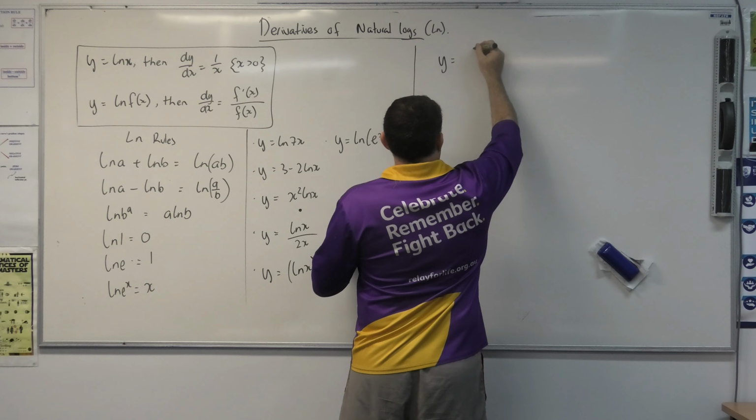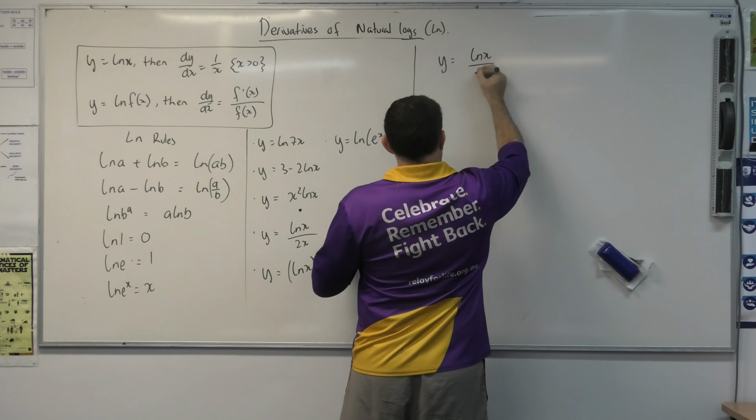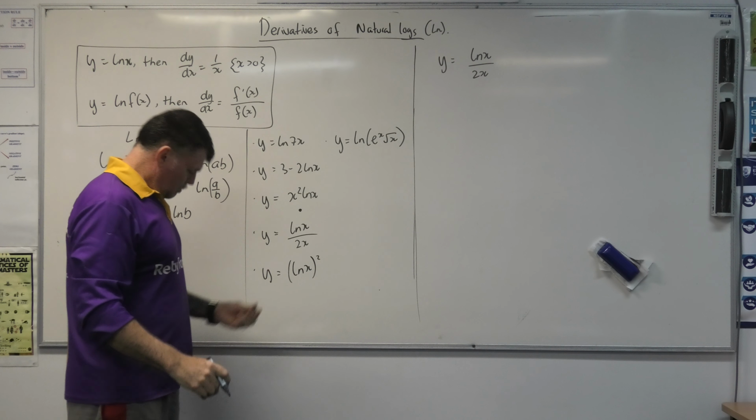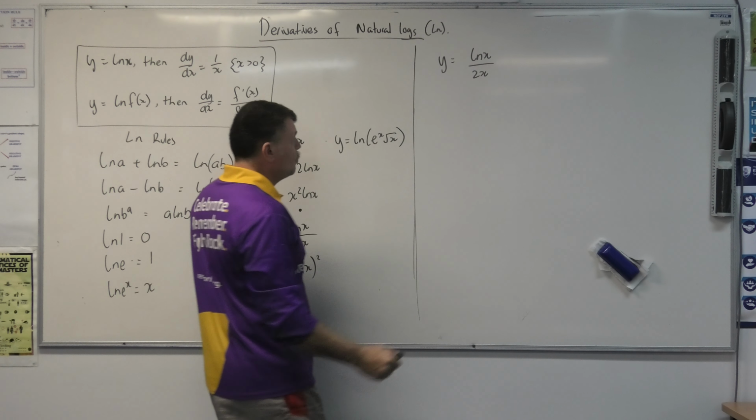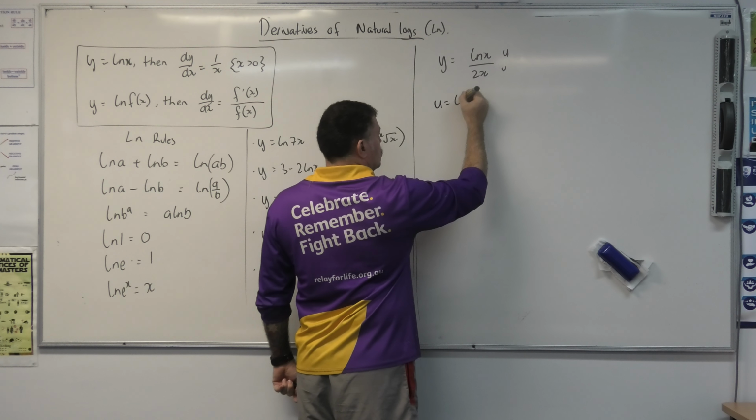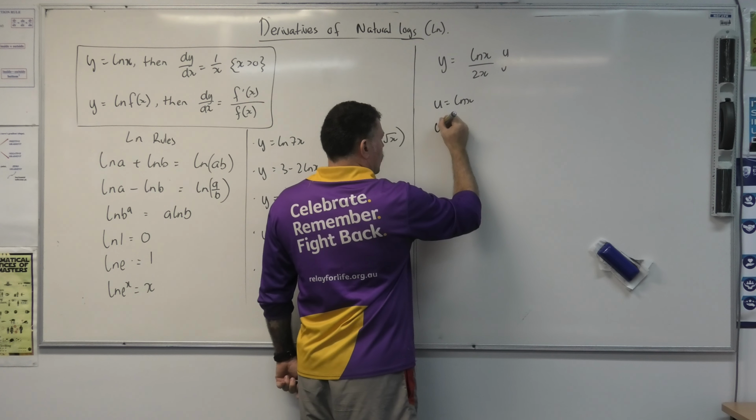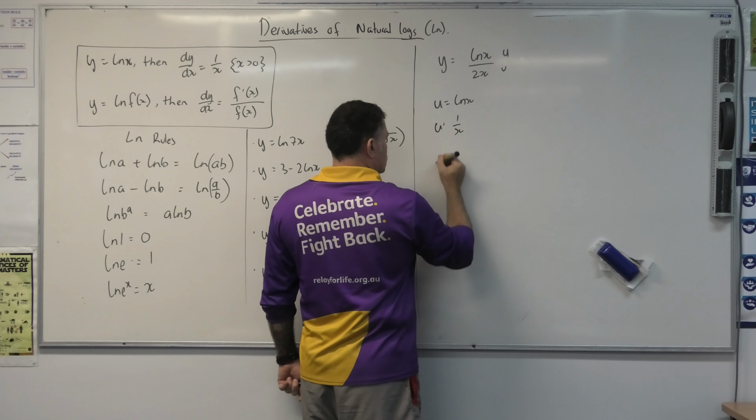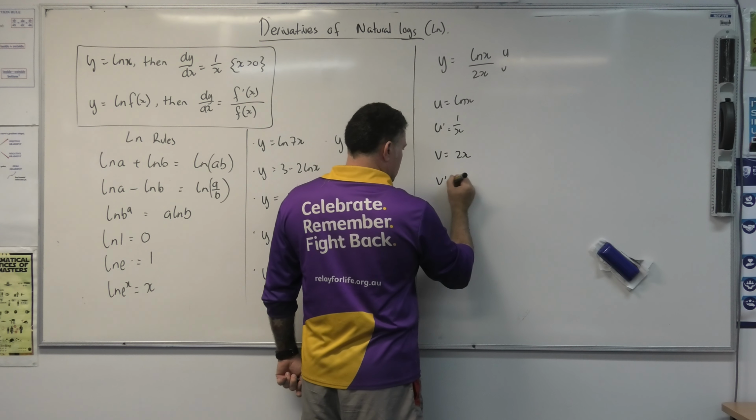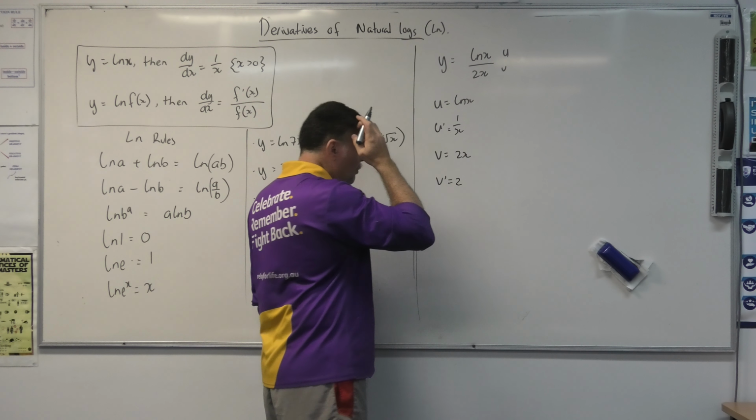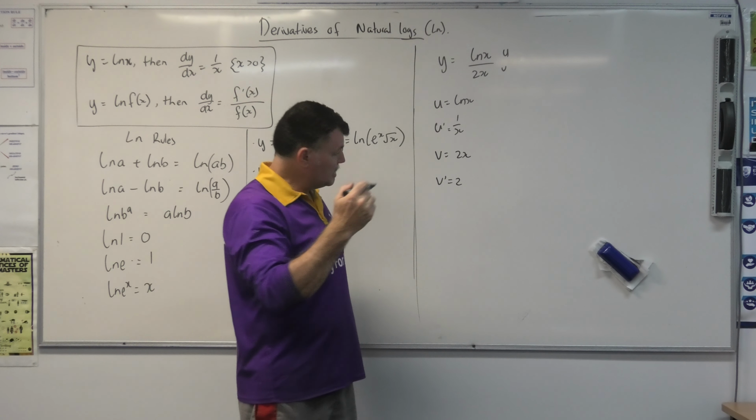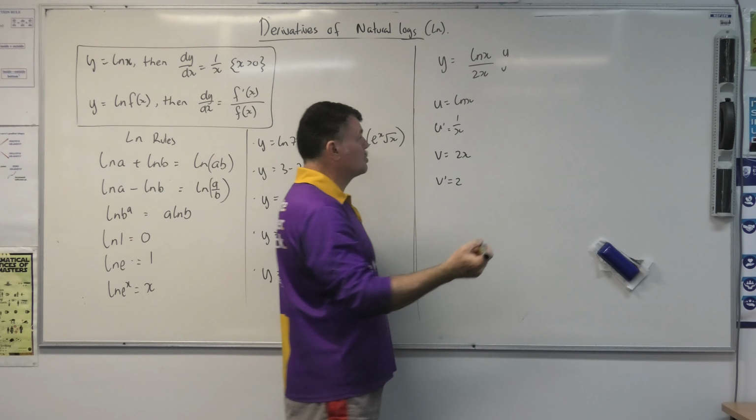Y is equal to ln x on 2x. Okay, so in this example here, we've got a quotient rule. So u is equal to ln x, u dash is 1 on x, v is equal to 2x, and then v dash is equal to 2. So remembering, it's the bottom times the derivative of the top, minus the top times the derivative of the bottom, divided by the bottom squared.